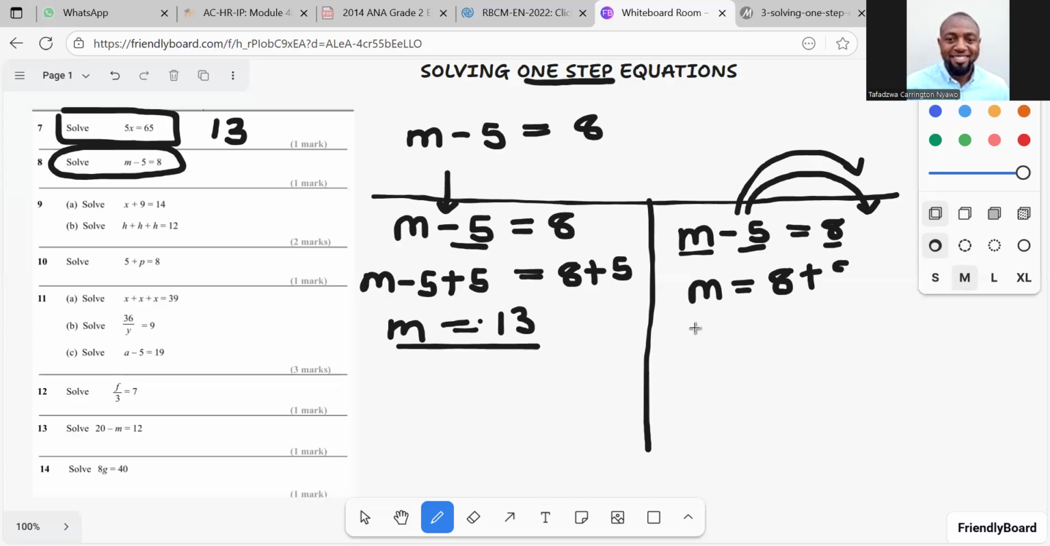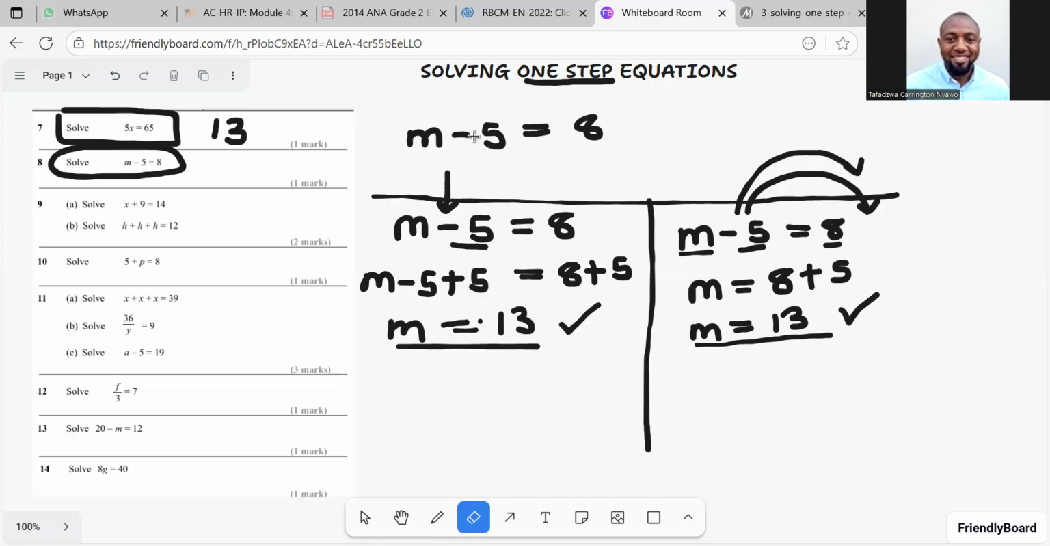So now what do I have? m is equal to 8 plus 5, which is equal to m is equal to 13. So you see, either way, if I use this method, it still gives me m is equal to 13. And if I use this method, I still get m is equal to 13. All right, so you tell me which method you prefer.